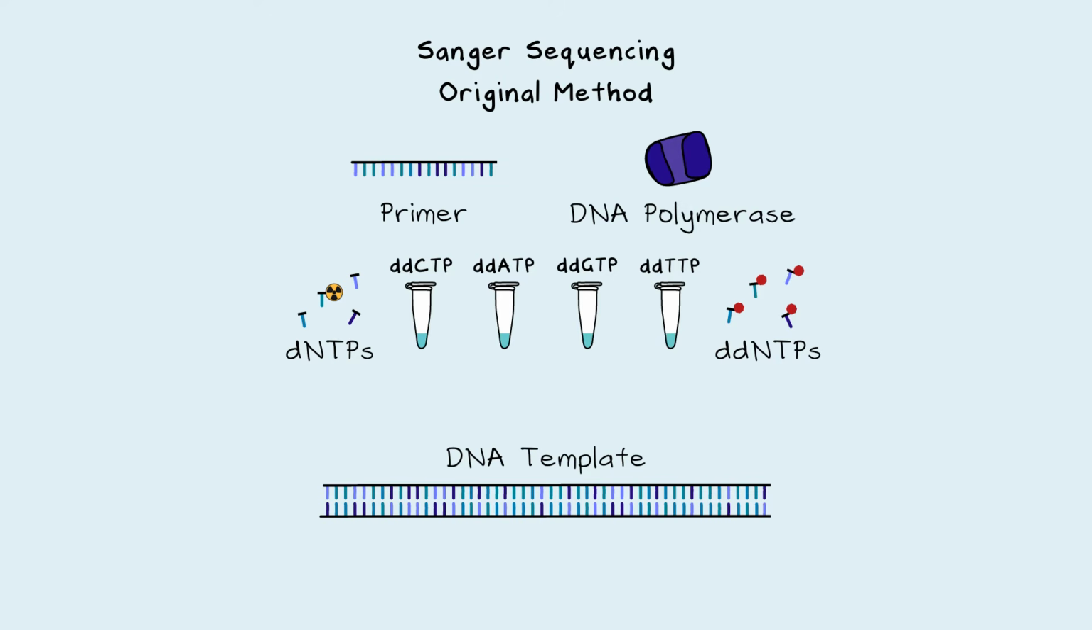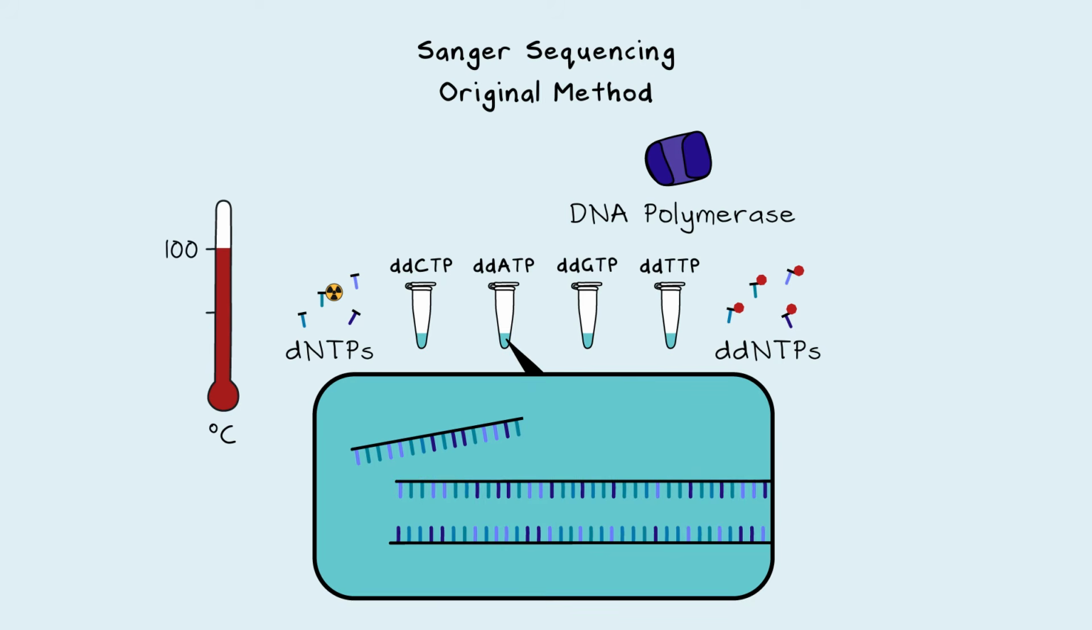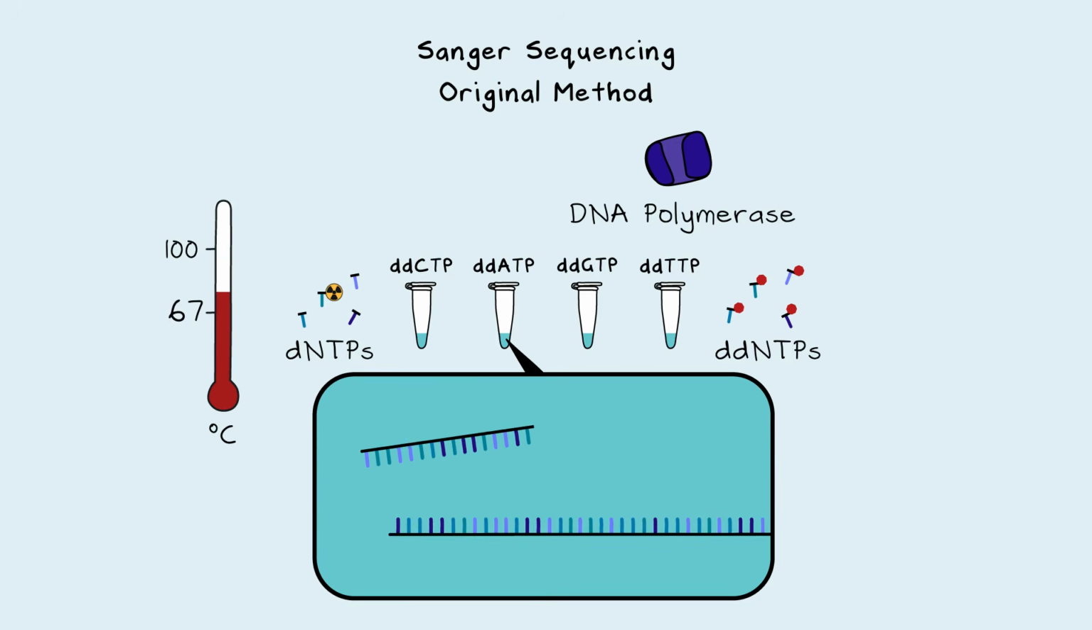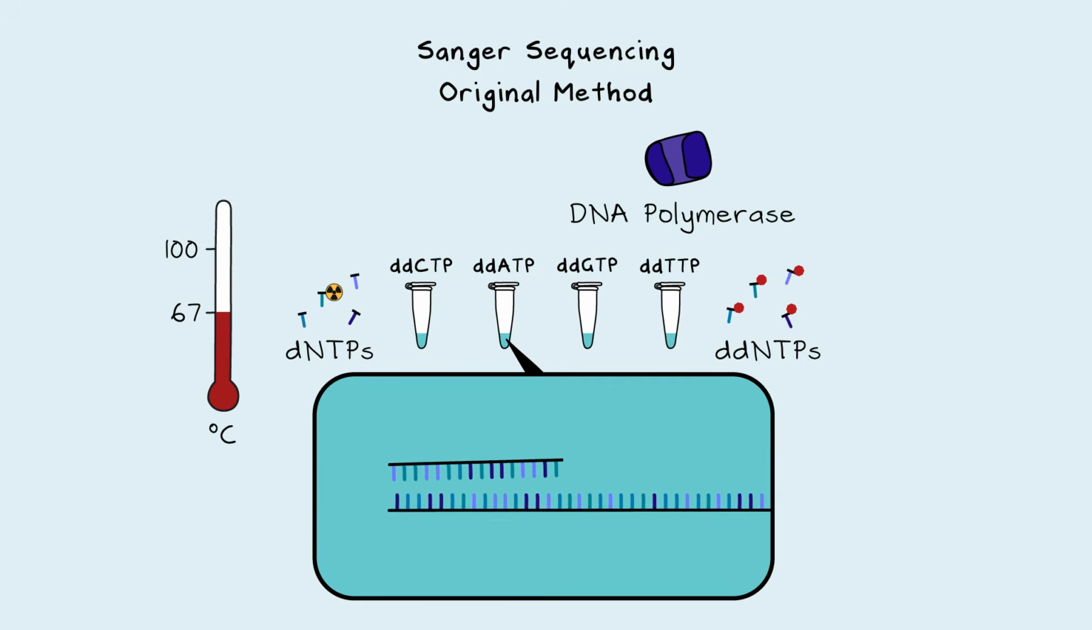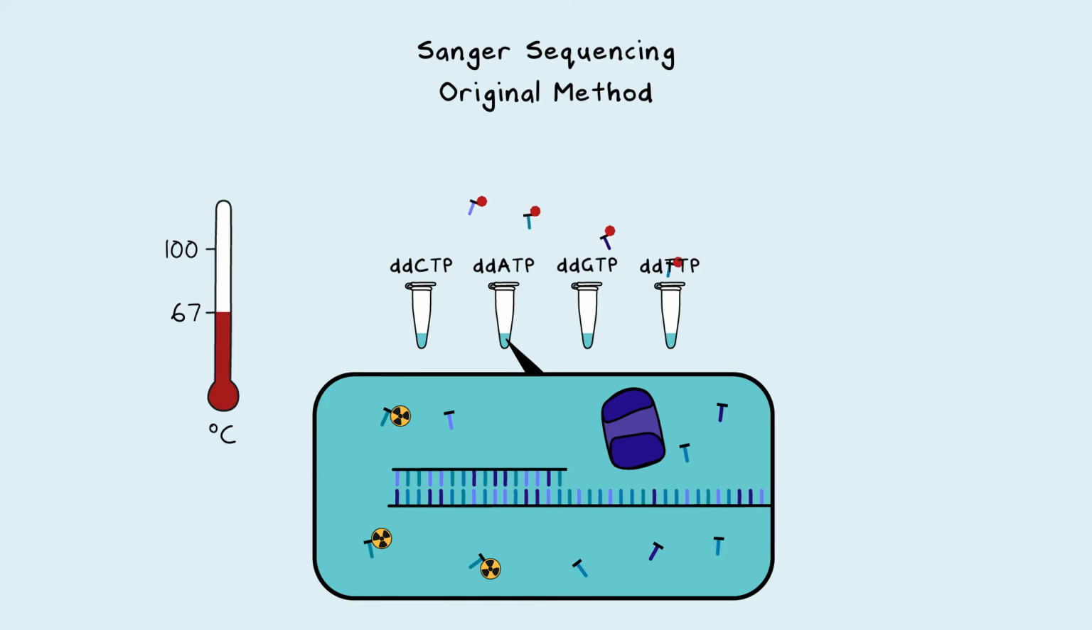To start, the DNA, primer, and buffer are heated to 100 degrees. This separates the DNA into single strands. Remember, this was before PCR existed. Heating up regular DNA polymerase inactivates it, so it gets added later. Next, the mixture cools to 67 degrees to allow the sequencing primers to bind. Now we add DNA polymerase, all 4 dNTPs and one of the 4 ddNTPs to each tube.